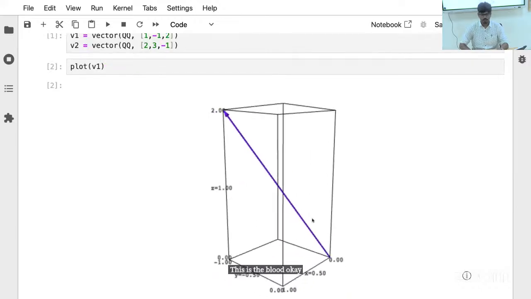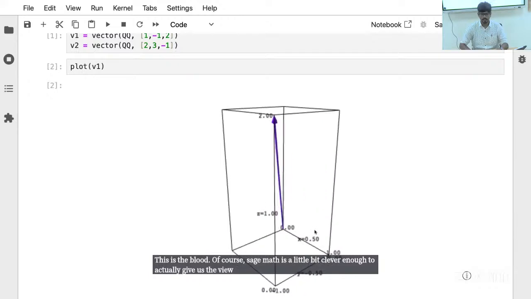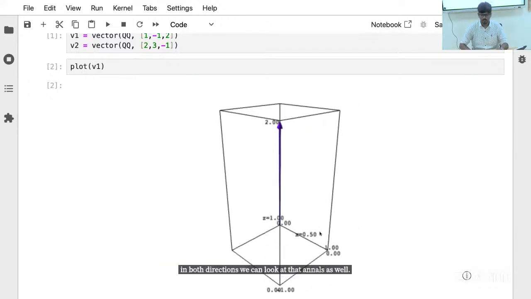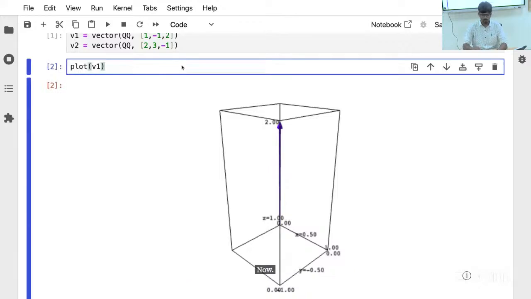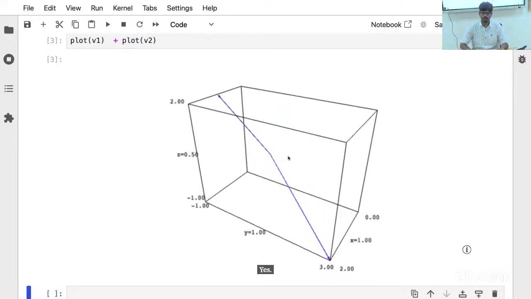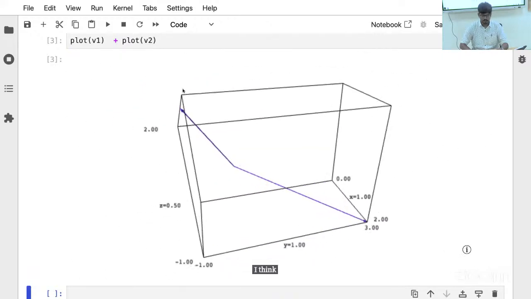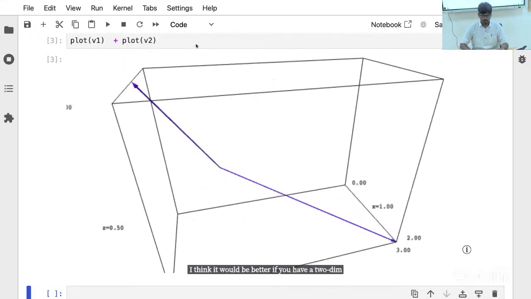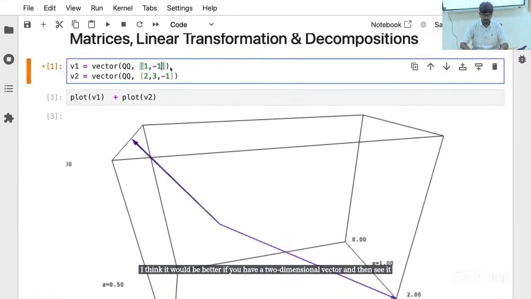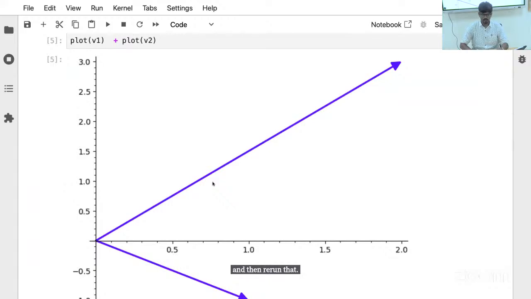Of course, SageMath is clever enough to give us the view in both directions, so we can look at the angles as well. Now, if you want to plot the other one as well, then you just add that plot along with this plot. This is how you plot the vectors. I think it would be better to see a two-dimensional vector, so we remove the last entry and rerun that. Now I think it is clear for you.